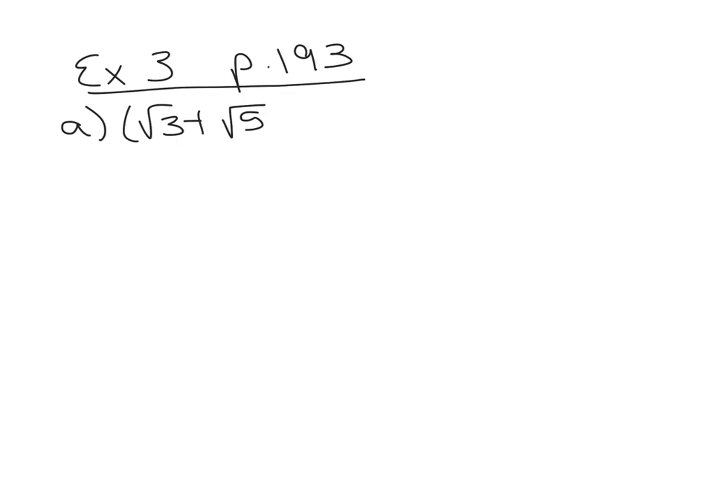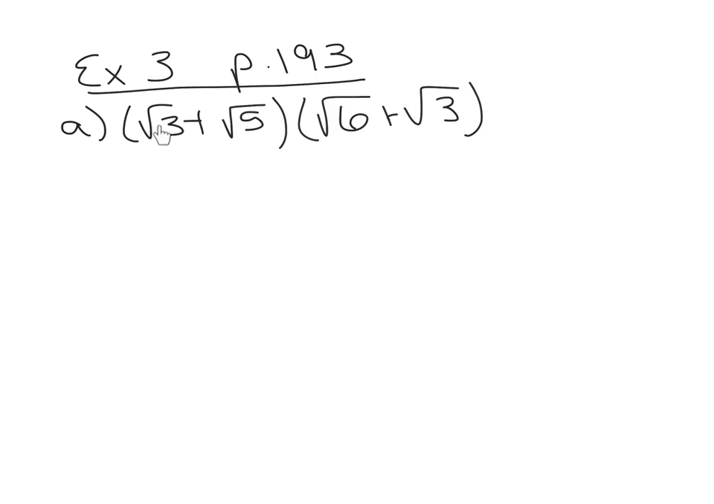Okay, the square root of 3 plus the square root of 5 times the square root of 6 plus the square root of 3. Now when you look at this, this is a binomial, 2 terms times another binomial. You're going to have to use double distributive, or what students commonly call FOIL, to multiply these. You're going to multiply here times here, then here times here, then here times here, and here times here. You're going to have 4 multiplications.